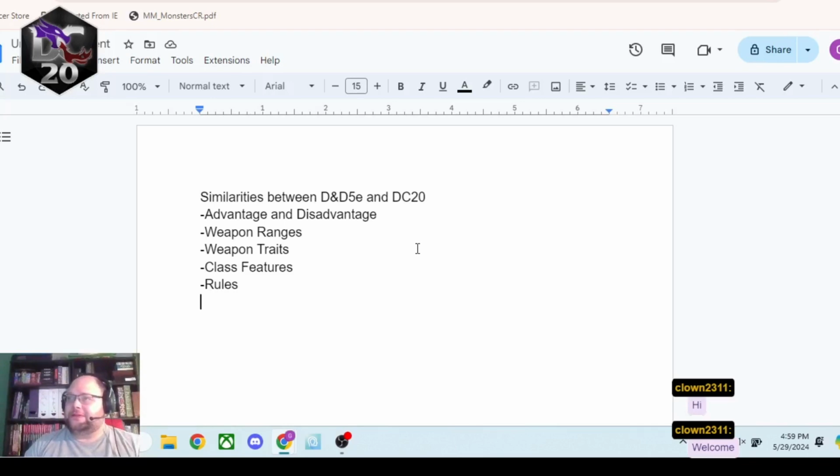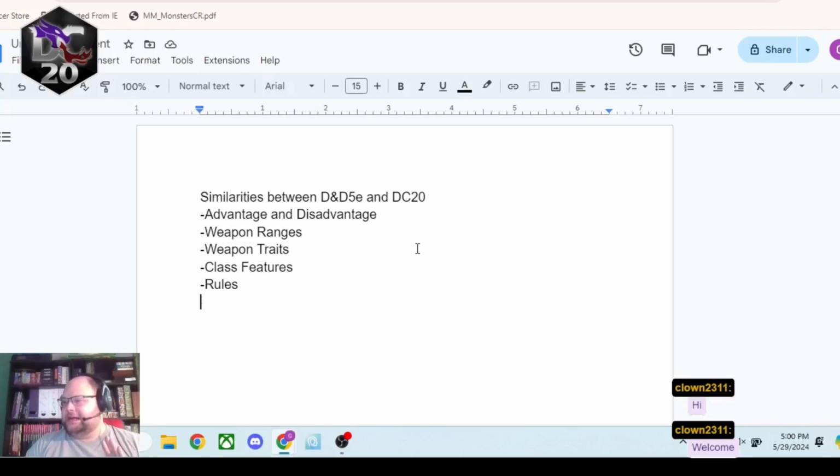If you think that something would impose disadvantage in D&D 5th edition, odds are it probably imposes disadvantage in DC20. And you just need to know that advantage and disadvantage stack, so you would just see how that balances out. If there are some instances of advantage and some of disadvantage, they're going to cancel each other out to some degree, and you may end up with a couple instances of either, depending on the case. But you can look at weapon ranges, you can look at weapon traits, you can look at even things like class features.